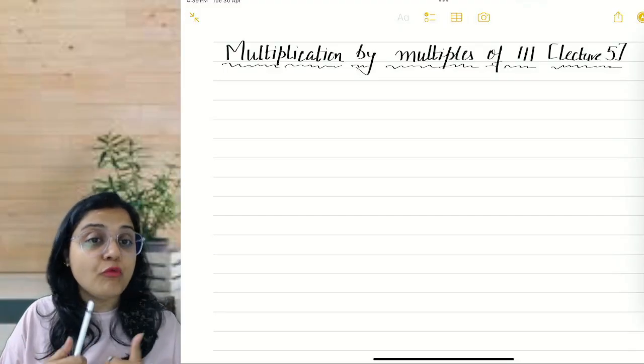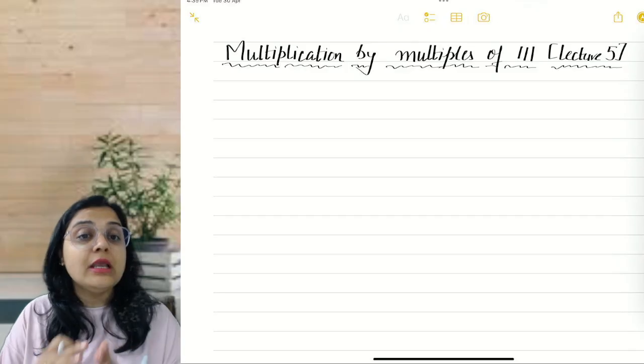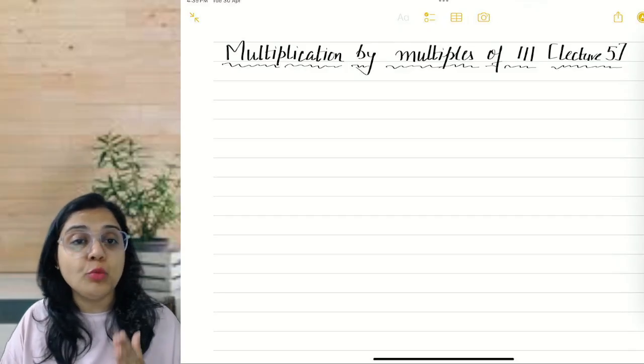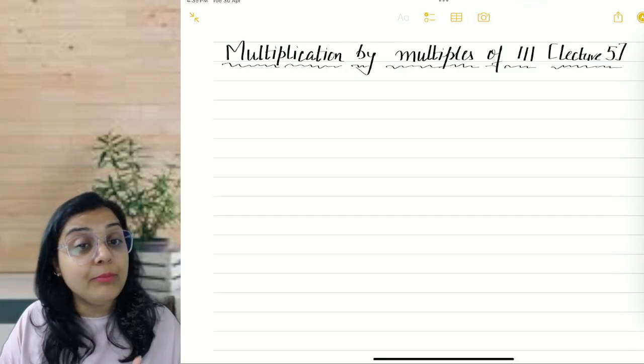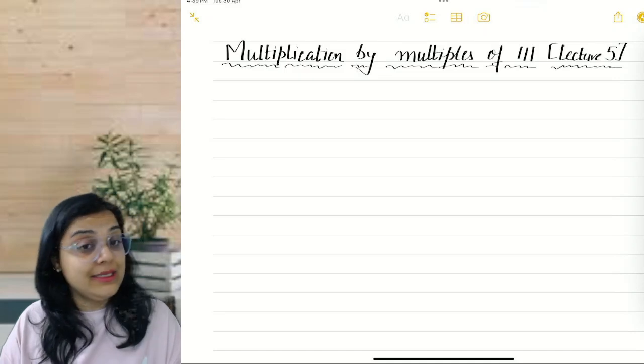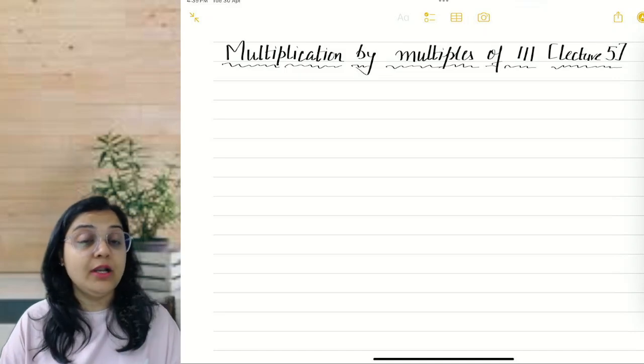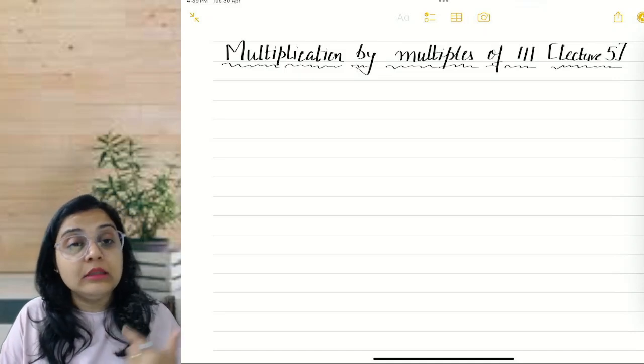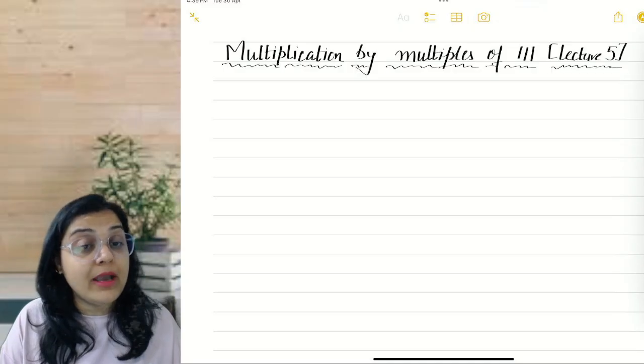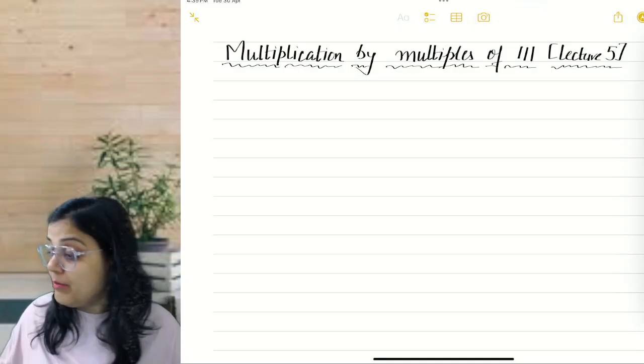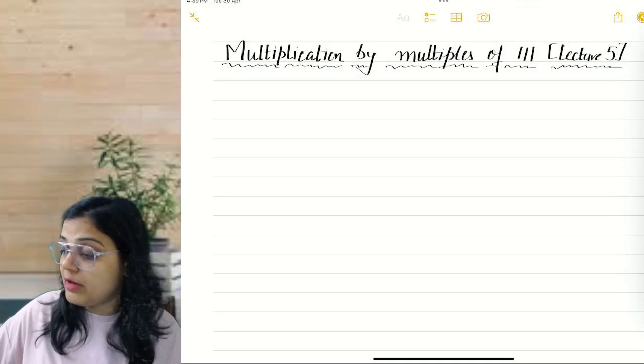This is your lecture number 5 for Vedic Maths. In this video, we are going to learn how to multiply a number with a multiple of triple one. Yes. This is very much similar to what we have learned in the video when we were multiplying a number by a multiple of 11. But this time we have multiples of triple one.